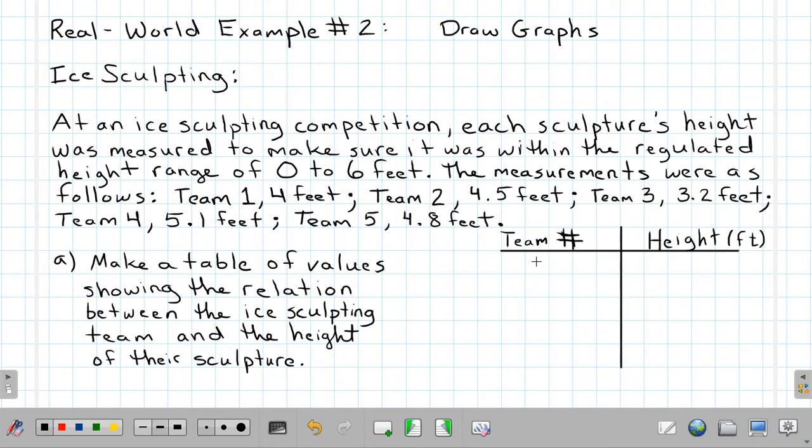So all we got to do is read the data. Team number 1 had a height of 4 feet. Team number 2 had a height of 4.5 feet. Team number 3 had a height of 3.2 feet. Team number 4 had a height of 5.1 feet. And team number 5 had a height of 4.8 feet. Okay? And that's actually it. That's all we got to do to make this table. But the big thing here is the team number is the independent variable.